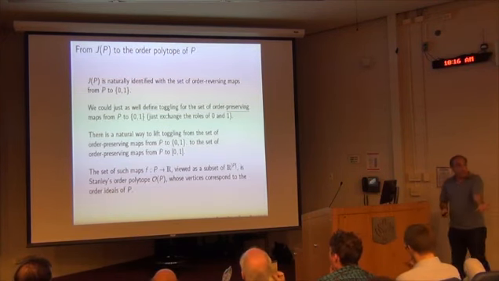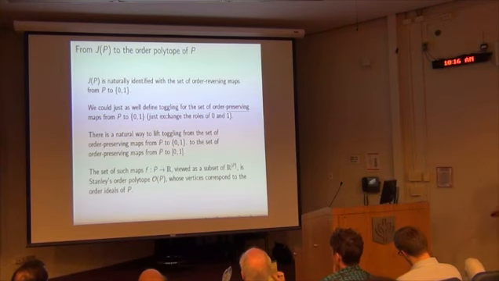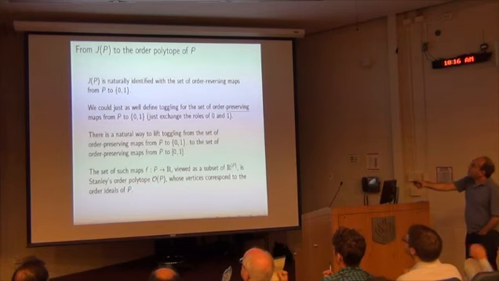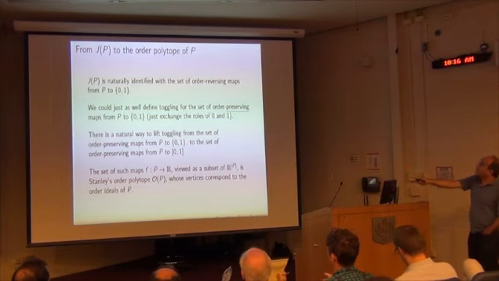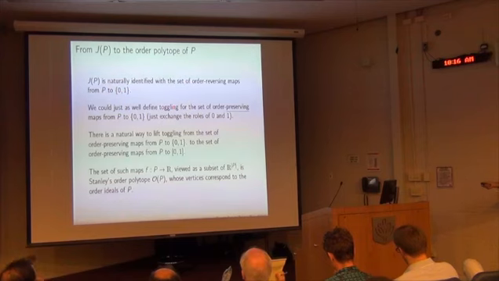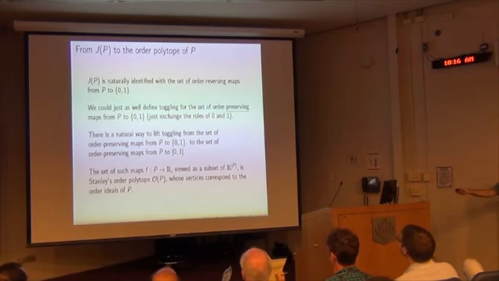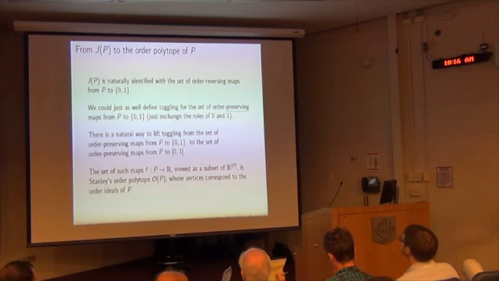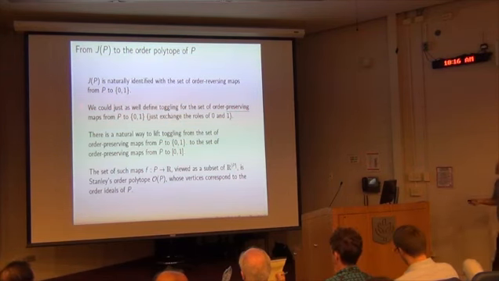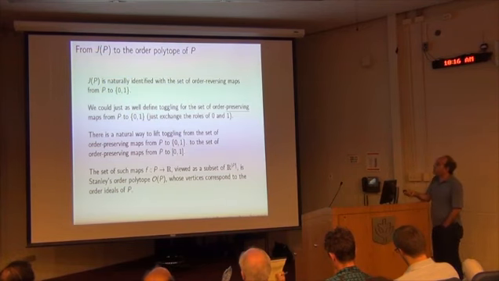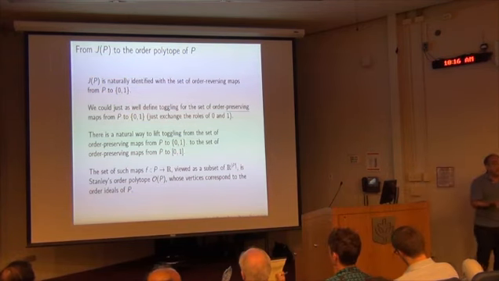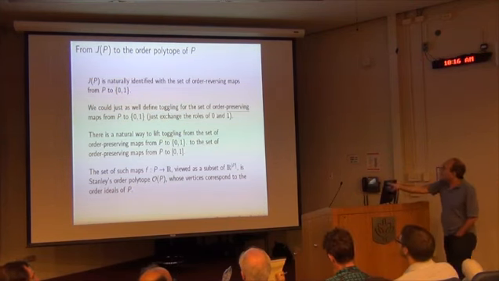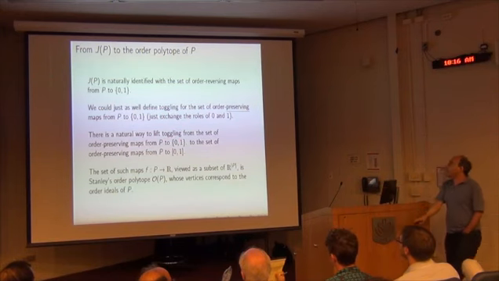But now I want to take us from the bottom realm, the combinatorial realm, to the middle realm, the piecewise-linear realm, the order polytope. Sorry, there. So the set of order ideals is naturally identified with a set of order reversing maps to the two-element set. Or we could just as well have defined everything in terms of filters. We could define toggling on the set of order preserving maps from P to 0, 1. But now let's interpolate. Turns out there's a natural way to lift toggling from the set of order preserving maps from P to the two-element set containing 0 and 1 to the set of order preserving maps, that period should be comma. Order preserving maps from P.